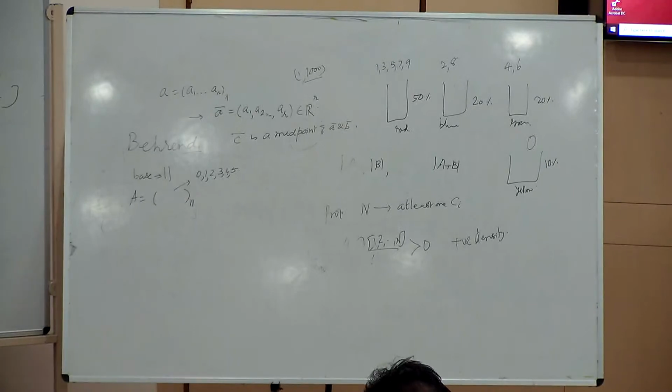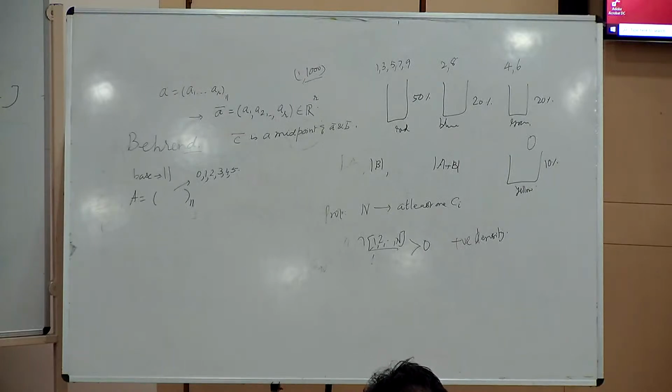Is it clear? Because the vector C bar is a midpoint of A bar and B bar is precisely the statement that A1 plus B1 equal to 2 C1, A2 plus B2 equal to 2 C2, A3 plus B3 equal to 2 C3 etcetera. Okay. Therefore, this is the midpoint. Yeah, exactly. The midpoint of the line joining A bar and B bar.